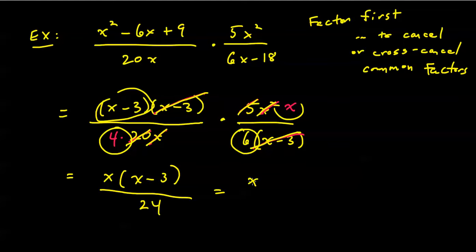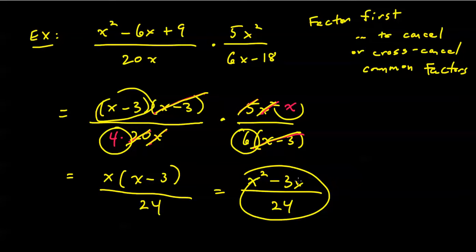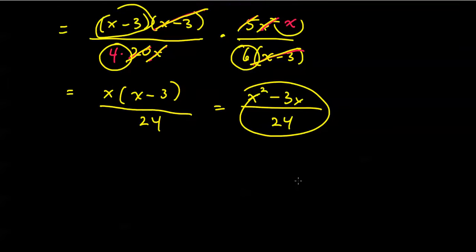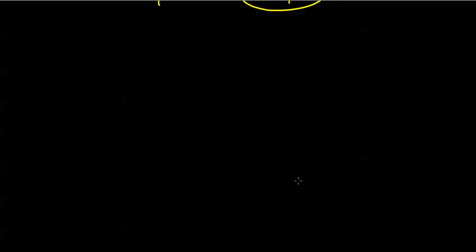And that's a fine answer. If you want to go ahead and multiply that numerator out to get x squared minus 3x over 24, that's fine too. Okay. Alright, let's try something a little more difficult. And this one's kind of a long-winded problem here, so let me warn us.